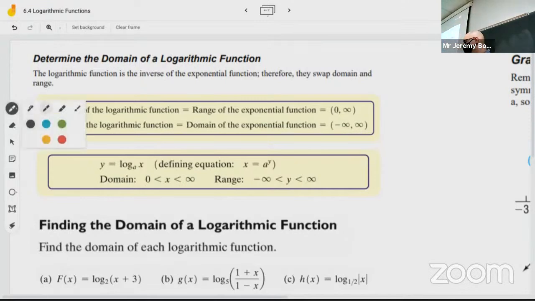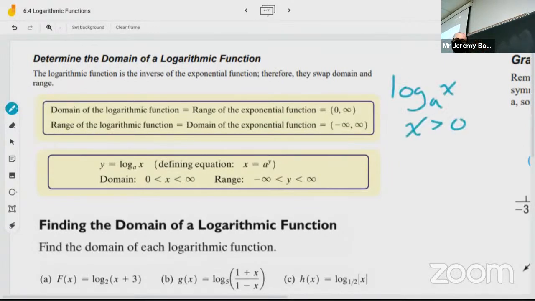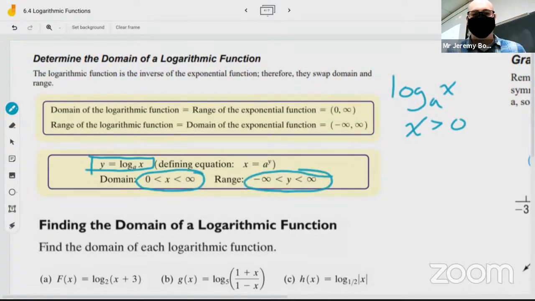If you recall, I told you that if you had log base a of x, that x had to be greater than 0. So for the basic form of a logarithmic function, the domain is going to be from 0 to infinity, and the range will be from negative infinity to positive infinity. So for a very basic logarithmic function where it's just x, the domain is going to be from 0 to infinity, not including the 0.